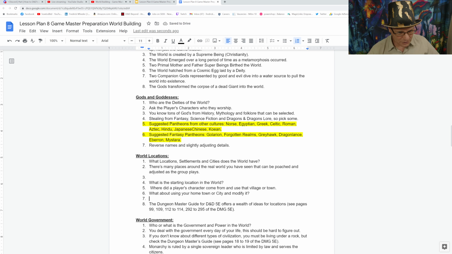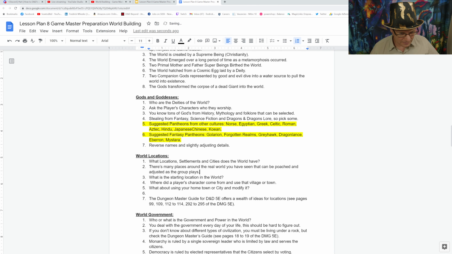What is the starting location in the world? Right, so that's fine. I'm going to keep this. Where did the player characters come from, and use that village or town? What about your own hometown or city, and modify it? Yes. I want to add in here a little section on the Pathfinder book.